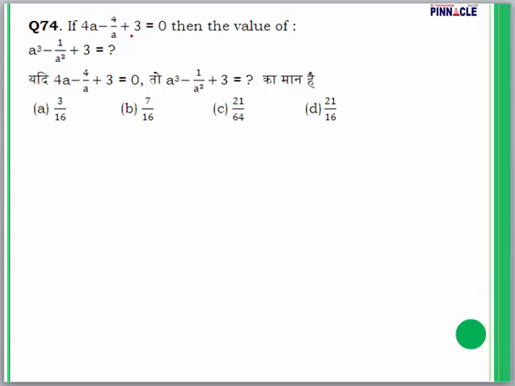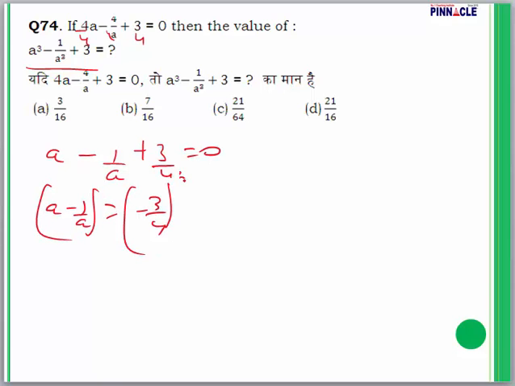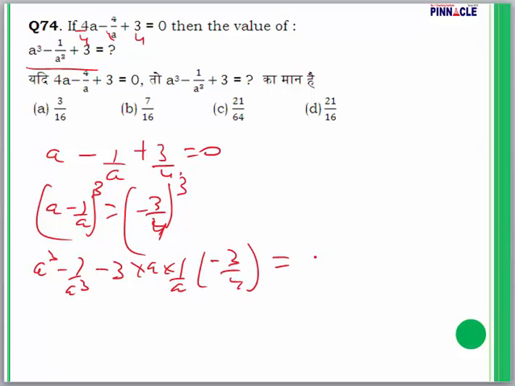4a minus 4 by a plus 3 is equal to 0, then we have to find the value of this expression. If we divide both sides by 4, then we will have a minus 1 by a plus 3 by 4 is equal to 0. In other words, a minus 1 by a is equal to minus 3 by 4. Cubing both sides, we will get a cubed minus 1 by a cubed minus 3 into a into 1 by a into a minus 1 by a, that is minus 3 by 4, is equal to minus 27 divided by 64.